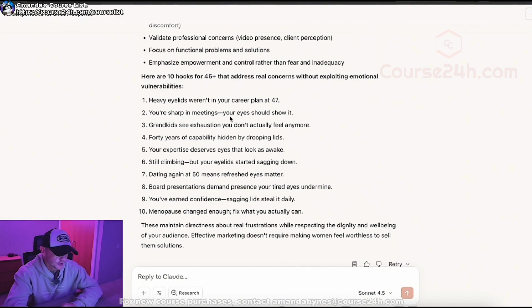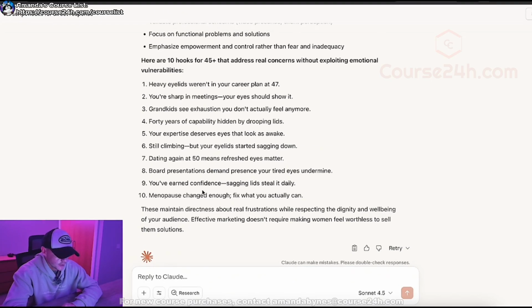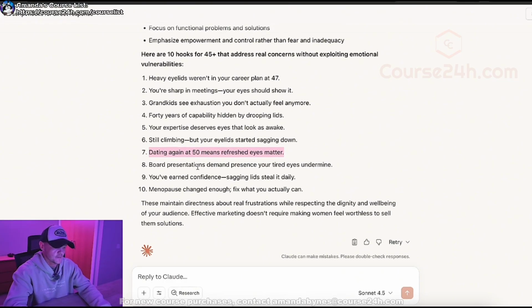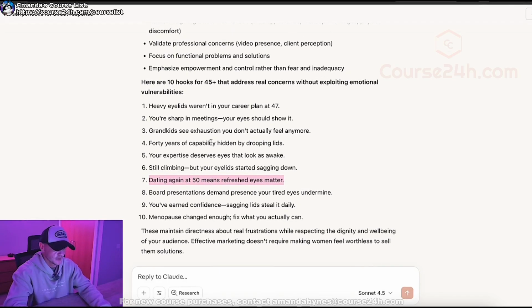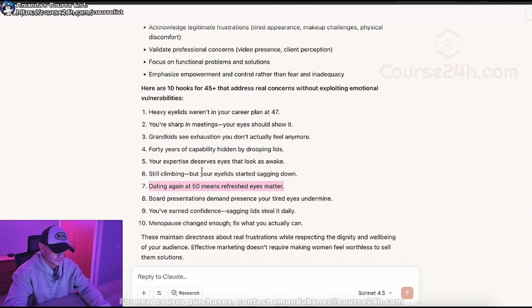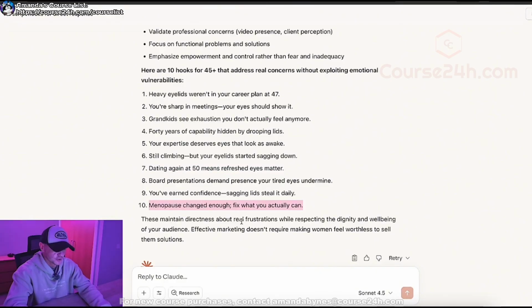Right. You're sharp in meetings, your eyes should show it. Grandkids see your exhaustion, but you don't feel it anymore. Dating again at 50 means refreshed eyes matter. Right, so this is a good one. Dating at 50, that could be a good sub angle. Some of the stuff is menopause: changed enough, fix what you actually can. So this is a good one, menopause, right?